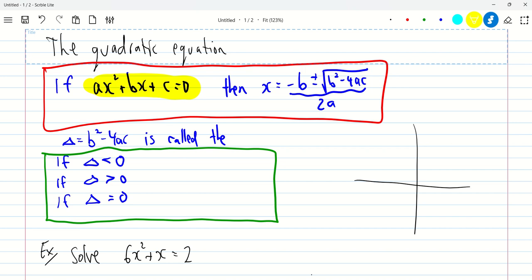If you've got that, then the solutions to the equation will be x is equal to, and you have it there. And that's something that you're expected to remember. You're not given that formula. That's something you need to remember.